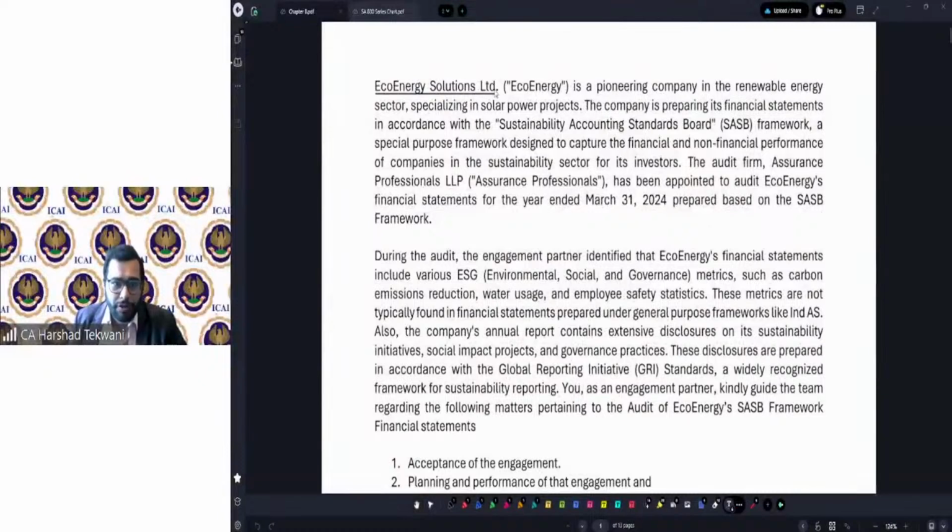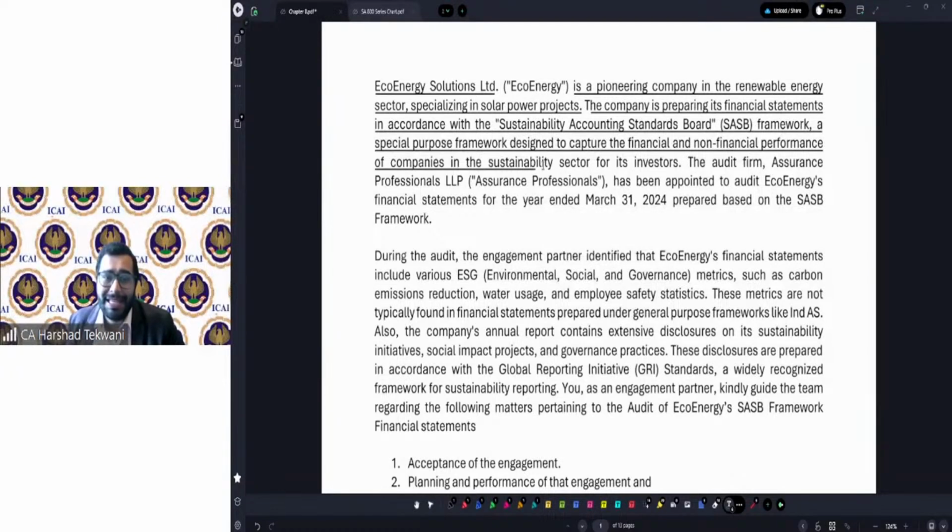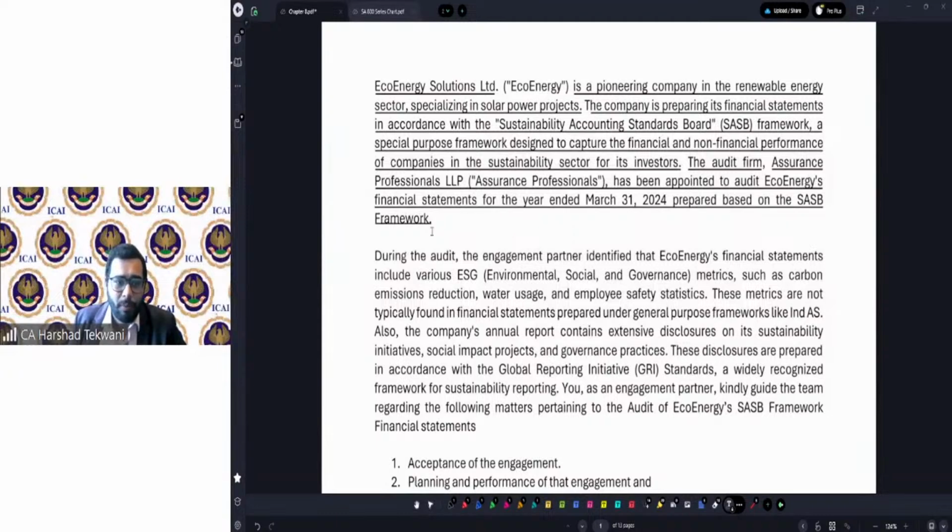Eco Energy Solutions is a pioneering company in the renewable energy sector specializing in solar projects. The company is preparing its financial statements in accordance with the Sustainability Accounting Standards Board's framework, a special purpose framework designed to capture financial and non-financial performance of the company in the sustainability sector for its investors. The audit firm, Assurance Professionals LLP, has been appointed to audit Eco Energy's financial statements for the year ended 31st March 2024, prepared based on the SASB framework.